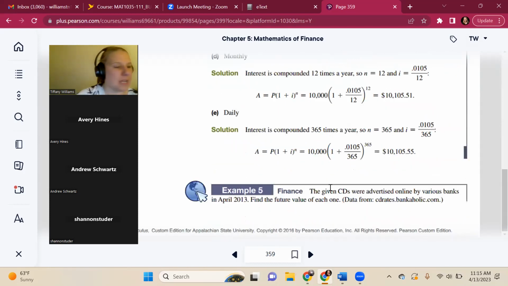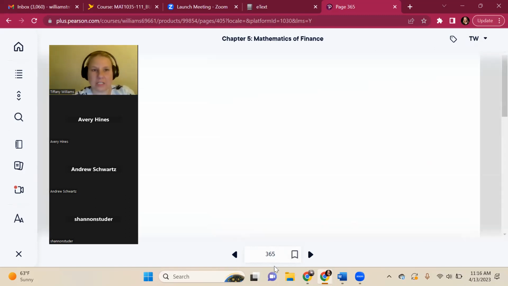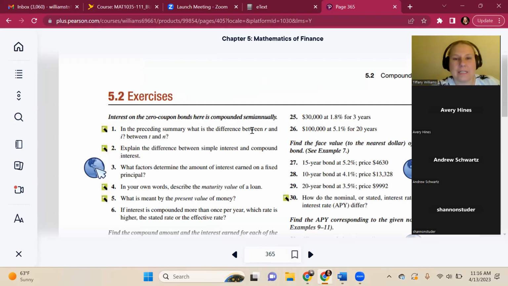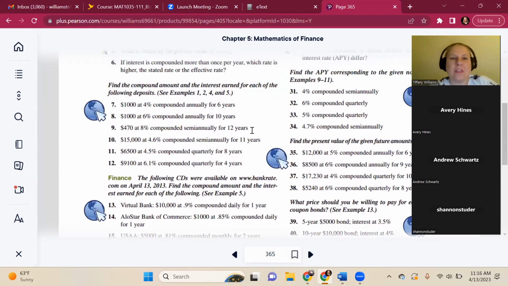All right, cool. Let's do some examples. So I'm going to go to page 365 and let's see what we can do. Again, guys, just like last time, I would write out everything that I had, I'm going to do the same thing here. That's going to be very indicative of which formula I'm using. So we are going to start with number 8. Find the compound amount and the interest earned for each of the following deposits. So we've got $1,000 at 6% compounded annually for 10 years.